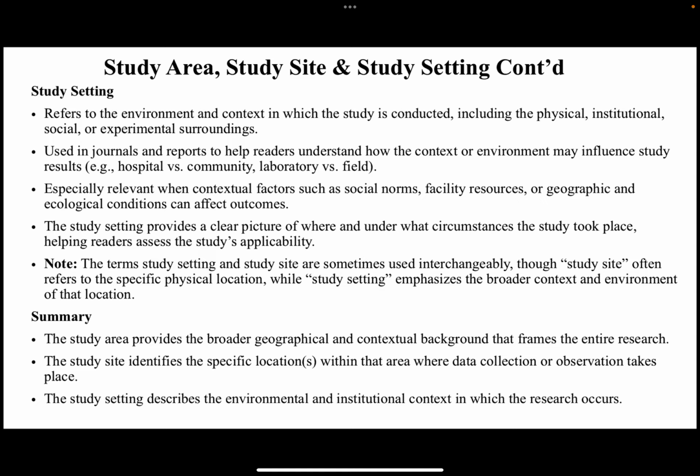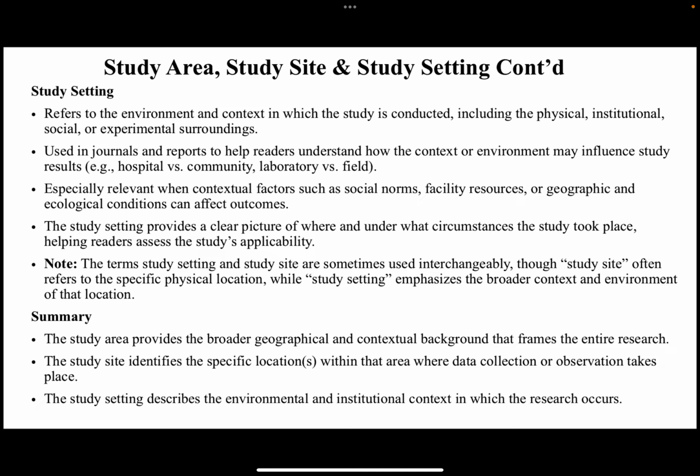Study setting refers to the environment and the context in which the study is conducted, including the physical, institutional, social, or experimental surroundings. It's used in journals and reports to help readers understand how the context or the environment may influence the study result. Example, hospitals versus community, laboratory versus field. Especially relevant when contextual factors such as social norms, facility resources, or geographic and ecological conditions can affect outcomes.